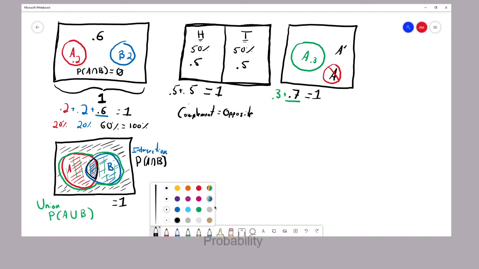There's one more bit of vocabulary I want to give you before we go and look at some of the operations we can do on this, and that is dependent versus independent. Two independent events, A and B, are completely separate from each other and have no bearing on each other.